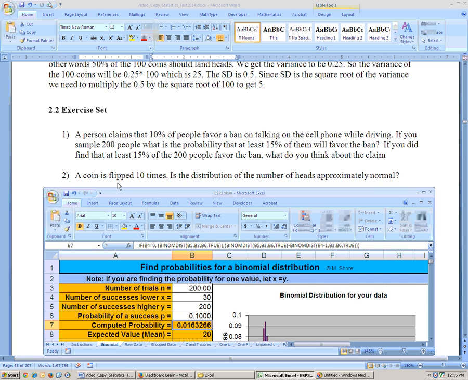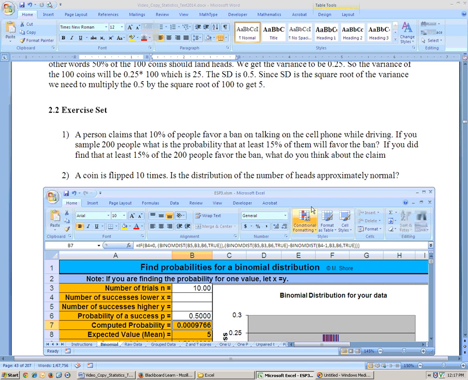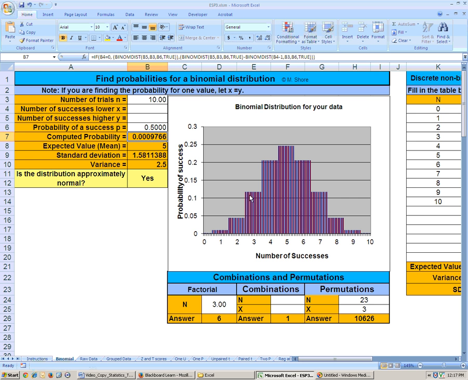Okay, problem two says, if you flip a coin 10 times, is the distribution of the number of heads approximately normal? Well, the number of times you're flipping a coin is 10 times. And we really don't need the X or Y on this, because it didn't give us anything like that. But the probability that a coin lands heads or tails is 50%. So this one was heads, but it's still 50%. And now the distribution. Well, let's take a look at this here. Here is the graph of this distribution.